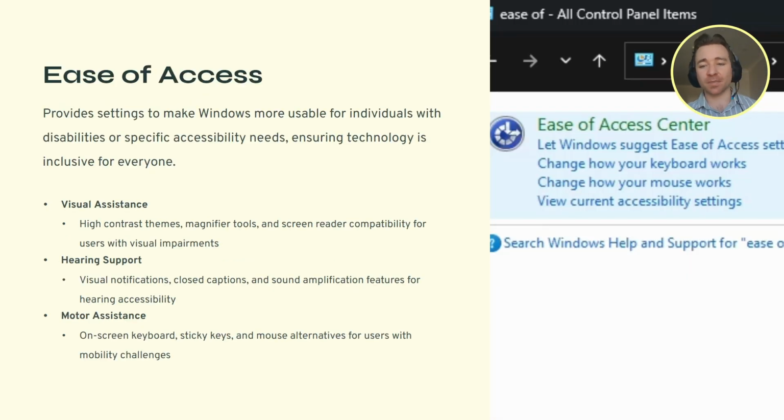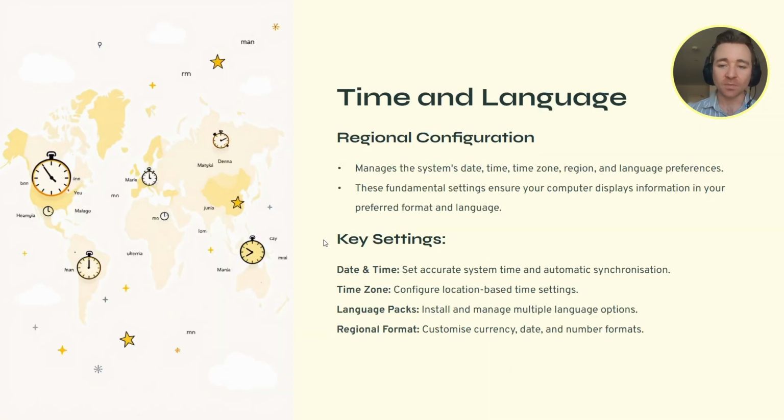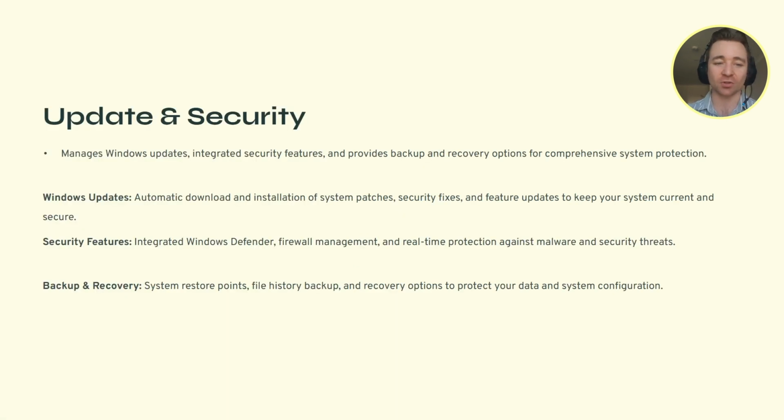Ease of access in your control panel is going to let you change anything to do with assisting people with some sort of disability to access that device. If you want them to be able to get visual assistance, hearing support, motor assistance, ease of access is where you will go. Time and language, you're going to change any settings relating to your time and language. Functionally, if you understand that, you'll be able to answer questions relating to this on your exam. Truly, don't stress about it too much.